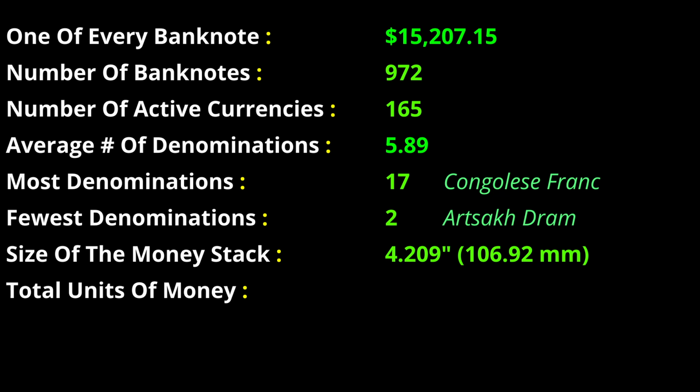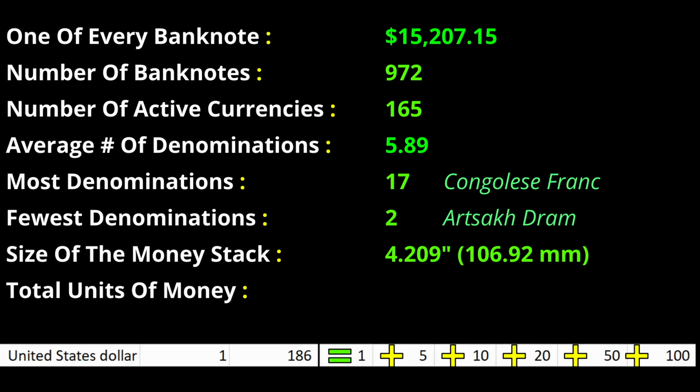Now, I'm sure that there's a proper technical term for this, but if you add up all of the denominations of a currency, that tells you the number of what I'll call money units for that currency. So, for example, if you add up all of the various dollar bills, that's a 1, 5, 10, 20, 50, and 100. Added all together means that having one of each bill is worth 186 money units, aka dollars.